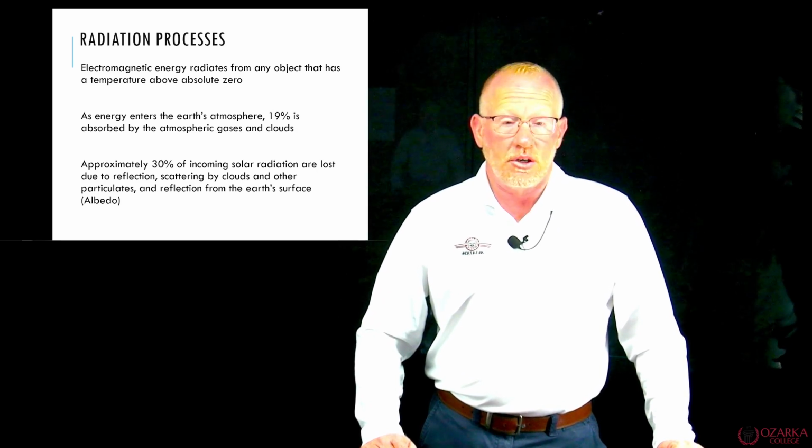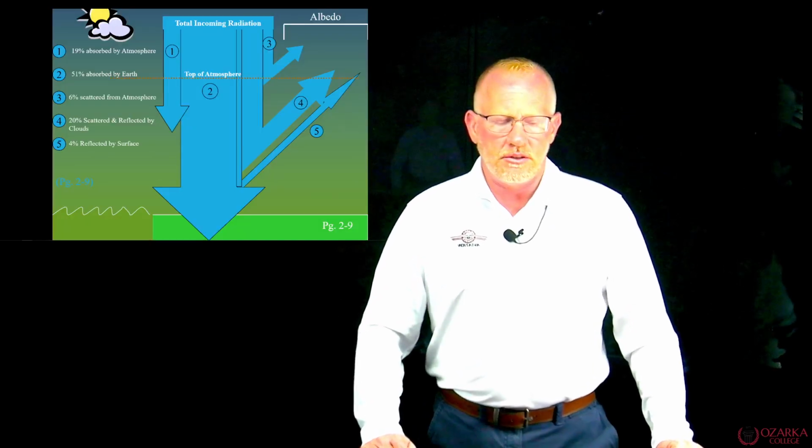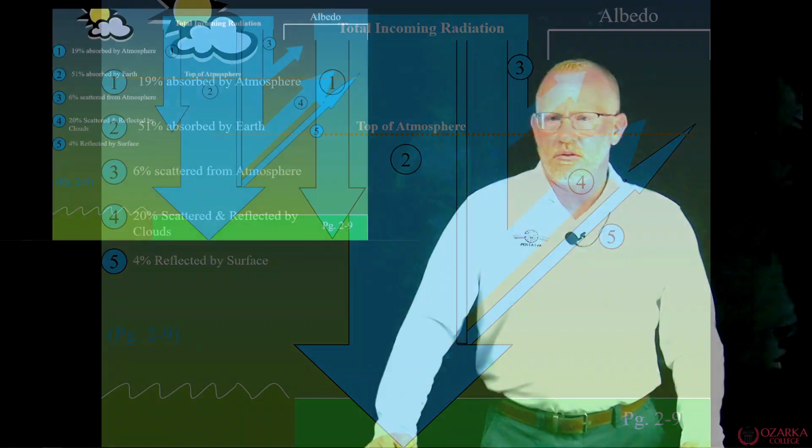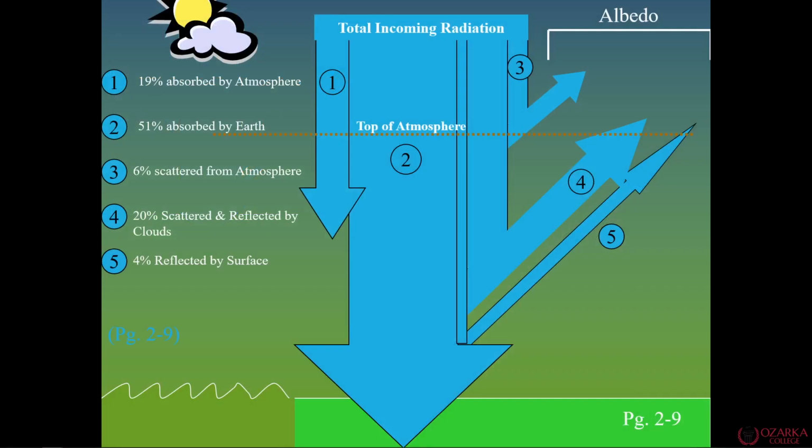the Earth's surface. So this is a little diagram. I'll blow it up so you can see it a little bit better. So this just shows you that, on arrow 1 there, 19% of solar radiation is absorbed by the atmosphere. 51% is absorbed by the Earth. 6% is scattered from the atmosphere. 20% scattered and reflected back by clouds. And 4% is reflected by the surface.